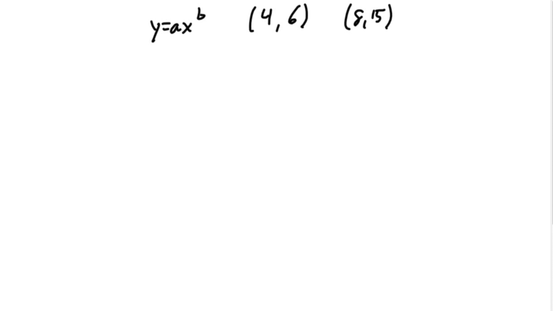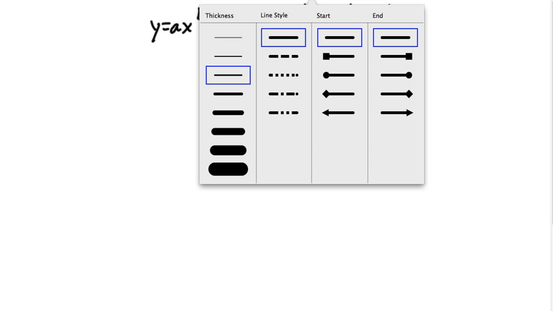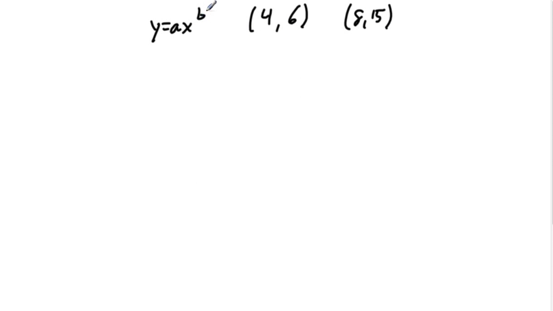Okay, now what I want to do is write an exponential equation following this formula, y equals ax to the b power. Now before I had ab to the x power. Here I have ax to the b power. Now I'm still going to get started the same way, where if I know that this goes through these 2 points, (4, 6) and (8, 15), I can write 2 equations.